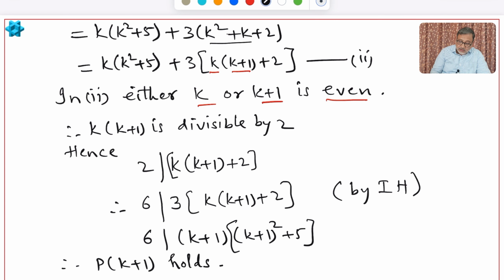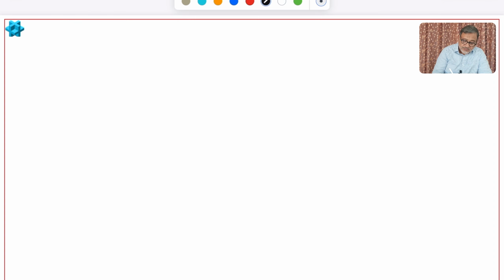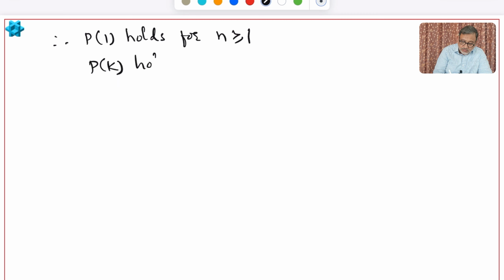Okay, so which means P(1) holds for n greater than or equal to 1. P(k) holds for k greater than or equal to 1 implies P(k+1) holds.